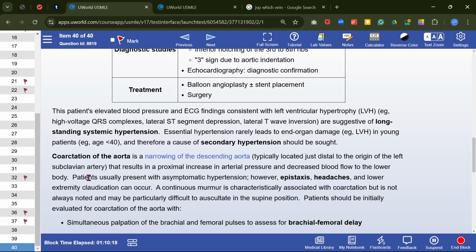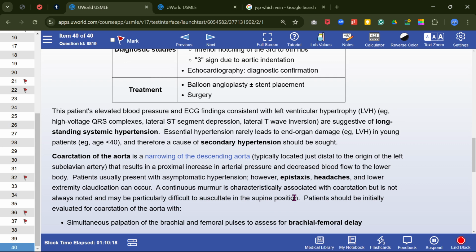Patients usually present with asymptomatic hypertension. However, epistaxis, headache, and lower extremity claudication can occur. A continuous murmur is characteristically associated with coarctation of the aorta, but is not always noted and may be particularly difficult to auscultate in the supine position.